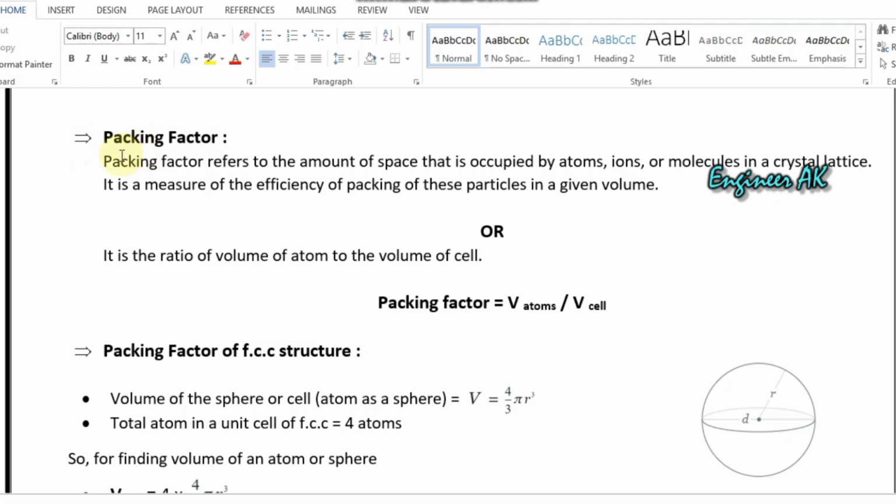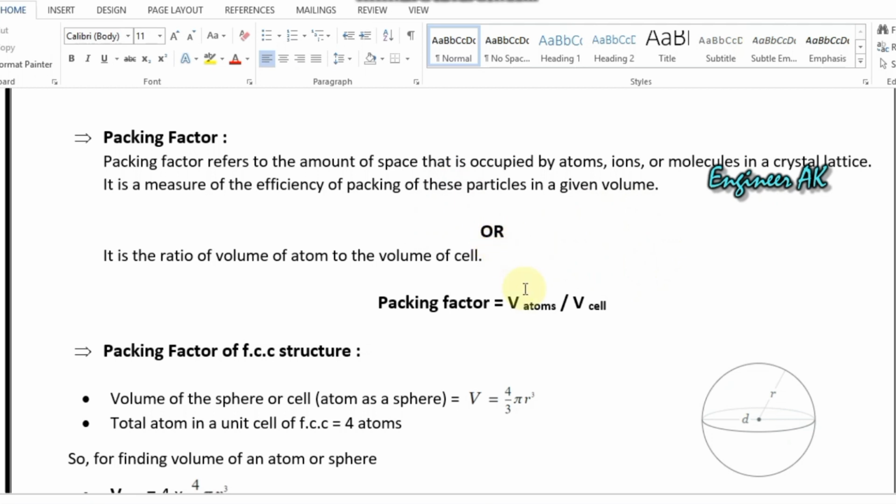What is packing factor? Packing factor refers to the amount of space that is occupied by atoms, ions or molecules in a crystal, right? Like if I am taking a unit cell, how many atoms are there in that region, or how much space the atoms have occupied? It is a measure of the efficiency of packing of these particles in a given volume. For example, in a unit cell, how efficiently are atoms closely packed?